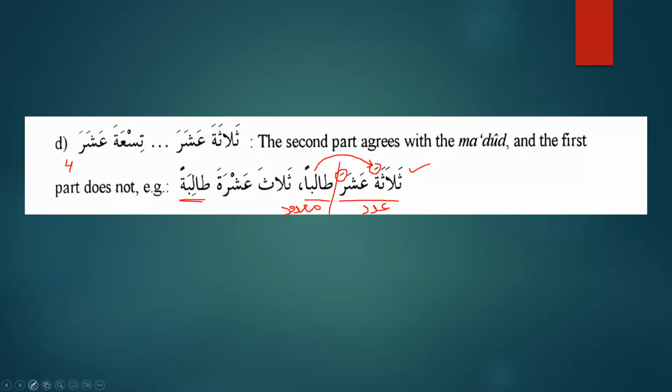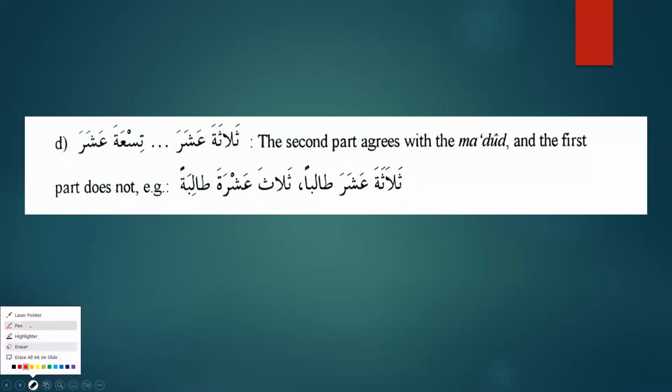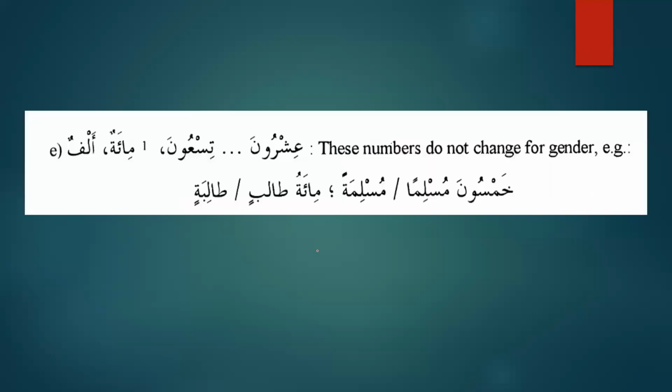Alhamdulillah, we still have 2 more groups to go. So 4 groups are already completed. Alhamdulillah, numbers in Arabic are really challenging, as I said in the beginning of this class, but inshallah, with the passage of time, we will come to know.